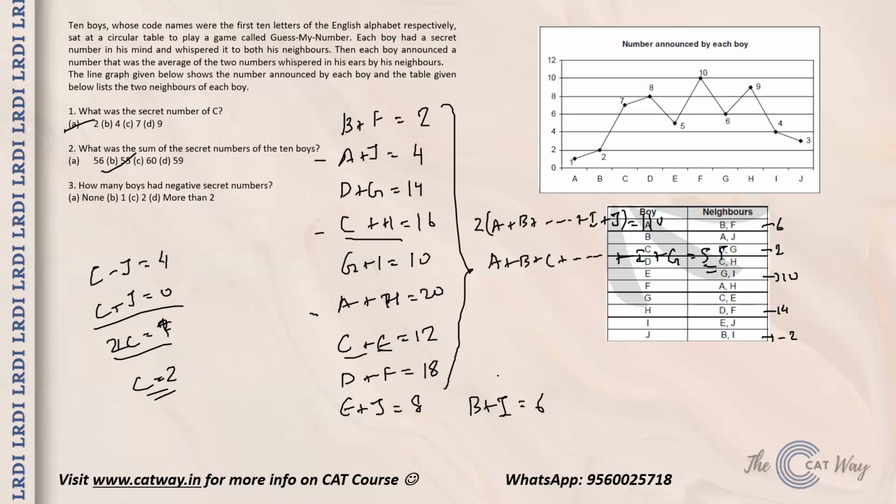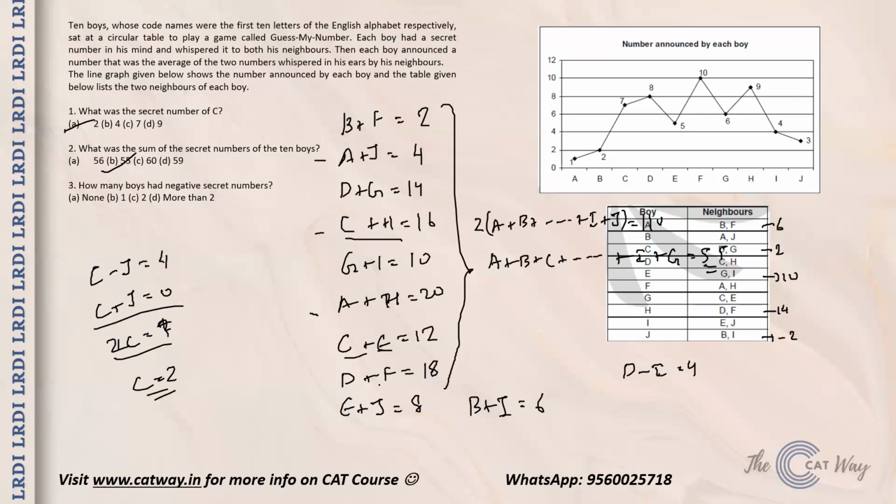So DI is left, B is left, F and G is left. Okay. So DG is together, GI is together. So let's subtract GI from DG. We get D minus I is equal to 4. D minus I we get equal to 4. Correct? Next, guys, what do we have? What we have with D is D plus F. Correct? So D plus F we have.